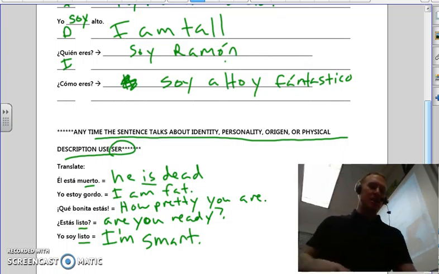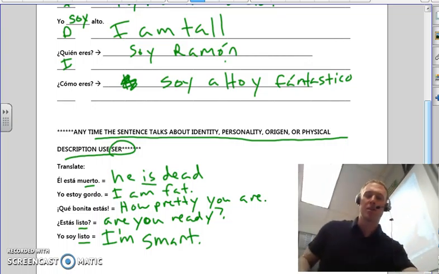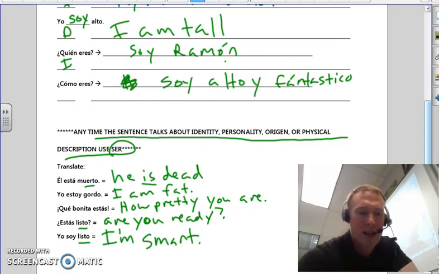Okay, clase, aquí ser versus estar. Gracias por escuchar y escribir en tus apuntes. No son tus notas.